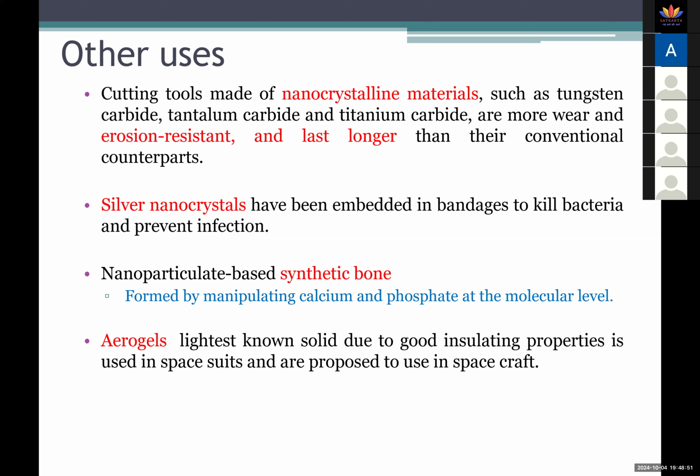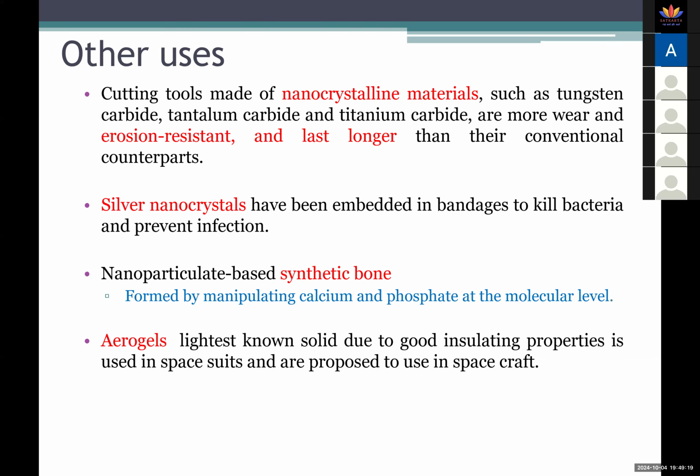Very strong materials: erosion resistant, corrosion resistant, rust-free surfaces. Also the synthetic bone for bone replacement. Nowadays we put metallic plates, titanium rods, right? You can make a nanoparticulate-based synthetic bone, which is made up of calcium itself. These are all applications that nanotechnology has.